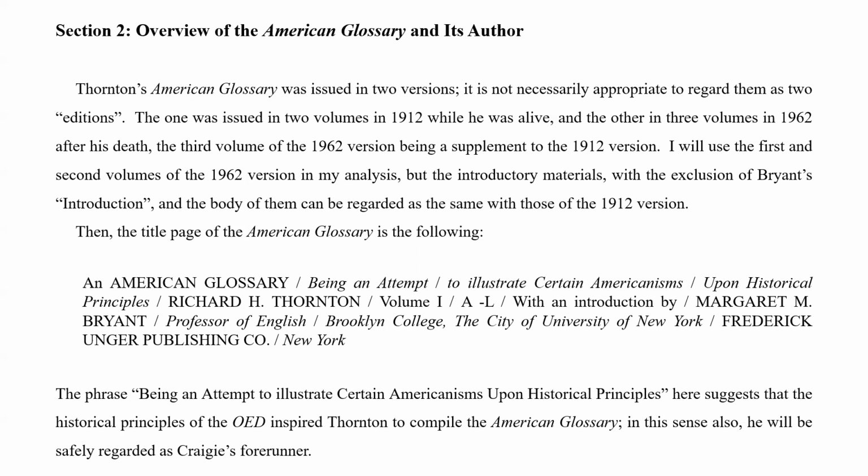I will use the 1st and 2nd volumes of the 1962 version in my analysis, but the introductory materials, with the exclusion of Bryant's introduction, and the body of them can be regarded as the same with those of the 1912 version. Then, the title page of the American Glossary is the following, as you see. The phrase "being an attempt to illustrate certain Americanisms upon historical principles" here suggests that the historical principles of the OED inspired Thornton to compile the American Glossary. In this sense also, he will be safely regarded as Craigie's forerunner.